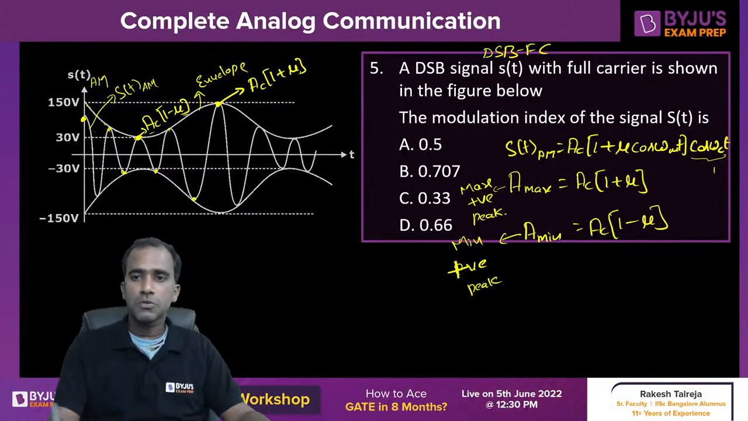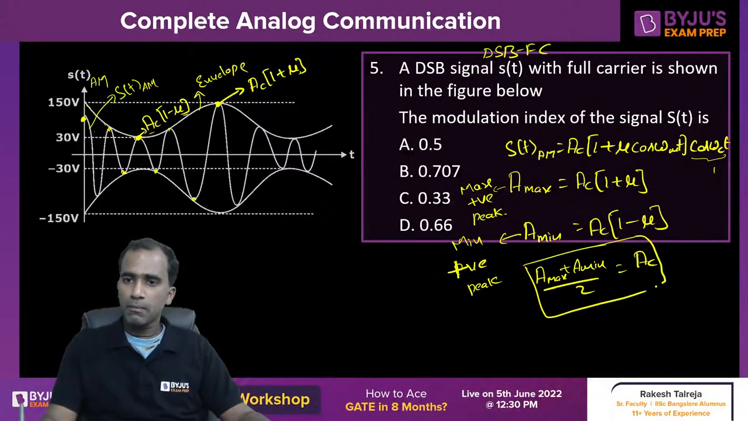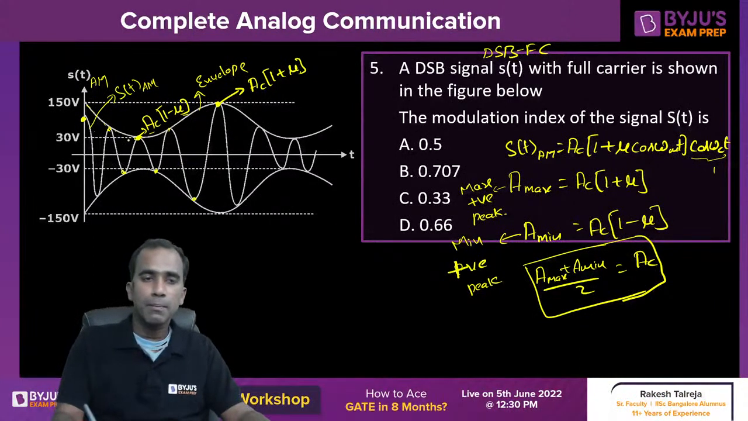And what is the midpoint of these two? If you want the midpoint, what should we do? Just average it. If you add these two, this part gets cancelled, we get AC. The midpoint of maximum positive peak and minimum positive peak is the peak amplitude of the unmodulated carrier. So this is AC. AC is the midpoint of A max and A min. So this is A max and this is A min.